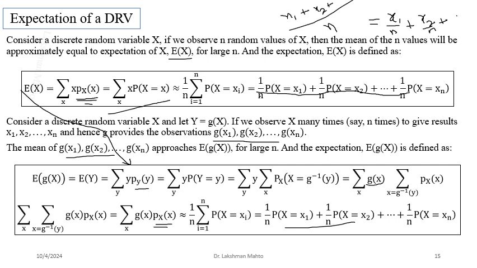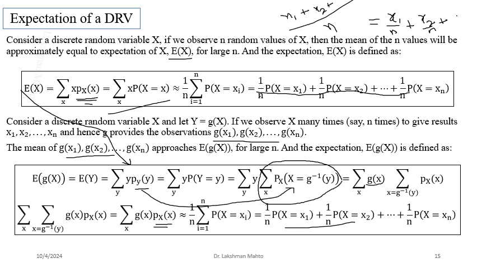For each y there may be various x, various inverse images of y. So if you want to compute the probability of observing y, it is actually the probability of observing the inverse images of y, and you have to sum over all those x which are mapped to that specific y. So here this p of y is replaced by this quantity. I have already derived the probability mass function of a function of a random variable during derived distributions, and I replace it by this quantity.